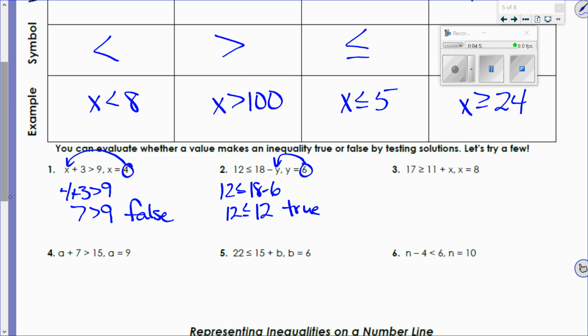Okay, I want you to go ahead and do the next 4. See if you're able to do those and figure out if they are true or false.